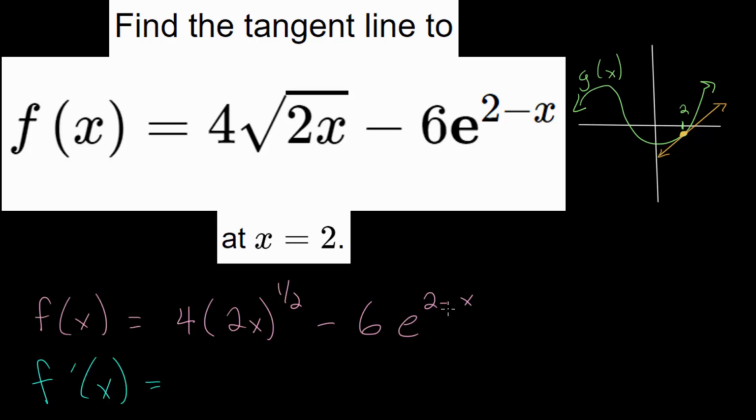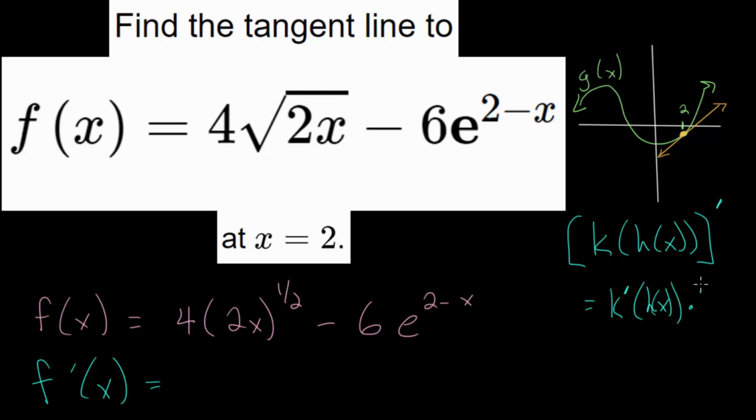We'll need to use the chain rule here. Remember that if we have some function k of h of x, a composite function, and we take its derivative, this is equal to the derivative of the outer function with that inner function unchanged, multiplied by the derivative of that inner function. So remember this right here, this is just the chain rule for derivatives.